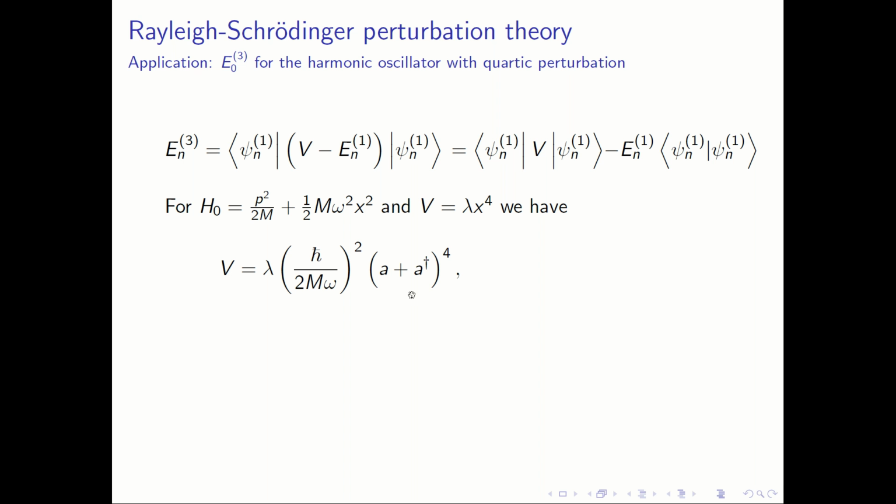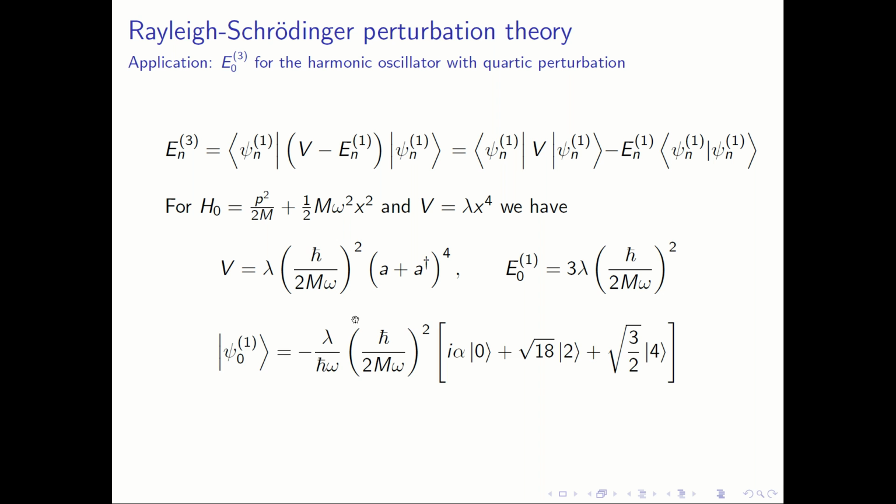So V, of course, in terms of the raising and lowering operators, is given by this. And E01, the result we had already figured out, is 3 times this P factor here. Now, of course, there is another result. The result that we had found out a while ago, the first order wave function correction, happens to be given by this.